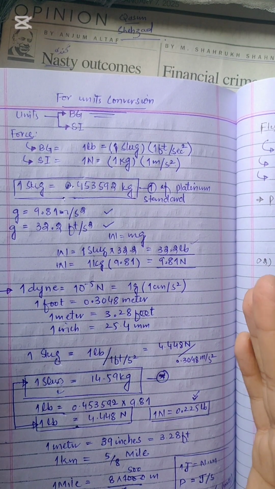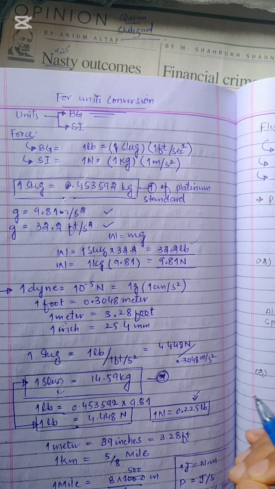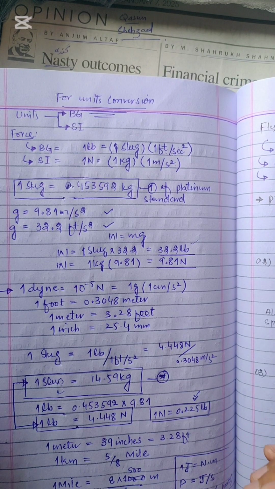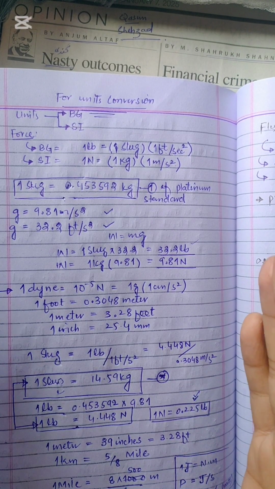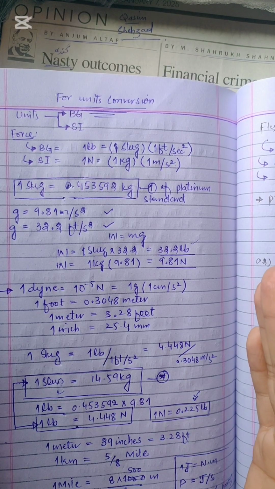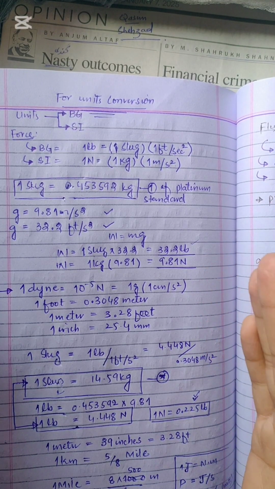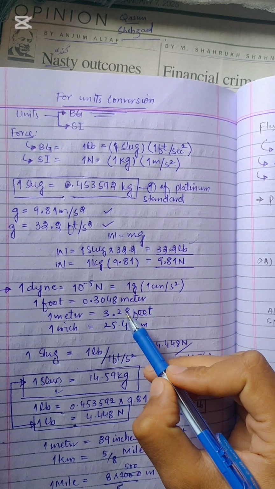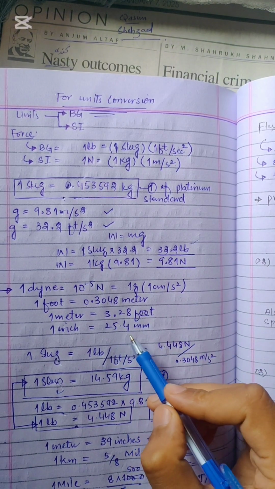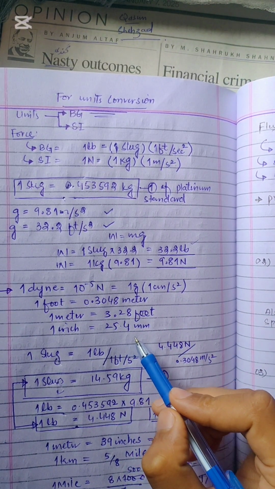Now 1 dyne is equal to 10 raised to the power minus 5 Newton. 1 foot is equal to 0.3048 meter. As you know, 1 meter is equal to 3.28 feet. So if you convert it, 1 foot is equal to 0.3048 meter, and 1 inch is equal to 25.4 millimeter.